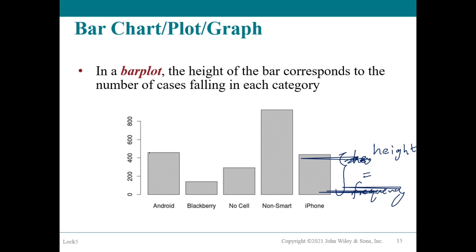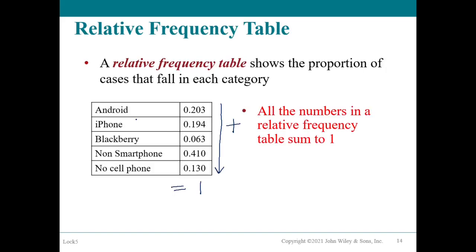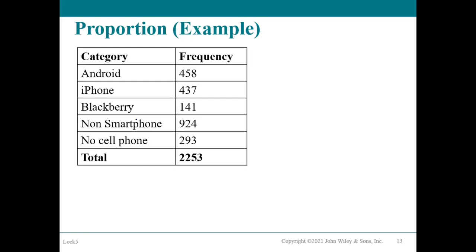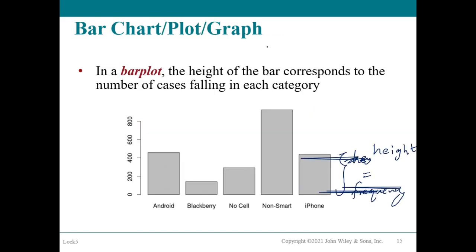For example, for the Android phones, we had about 458. Here we can approximate about 450. It's really hard based on the scale, but when you are drawing these kinds of bar plots, you can decide the scale. So it's not a big deal.